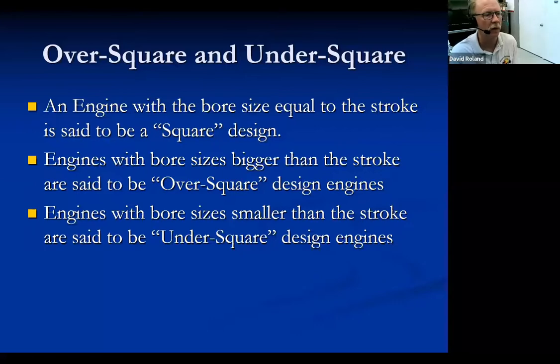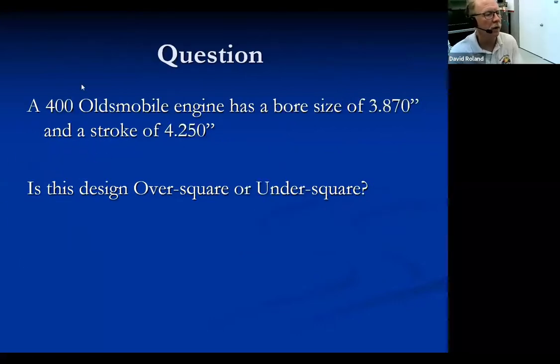So let's take a look at this next. Here I have an example of an engine. This is a real engine that exists. It has a bore size of 3.870, and the piston moves up and down in the cylinder 4.250, that's 4 1/4 inches, but it's only 3.87 in diameter. So is this engine over square or under square?